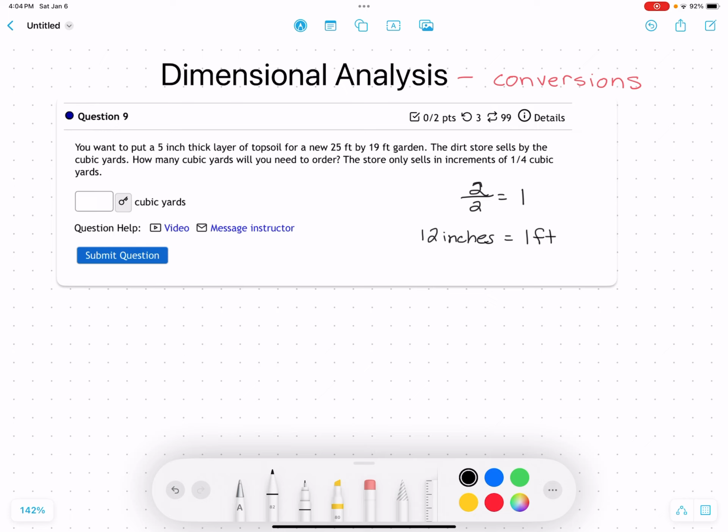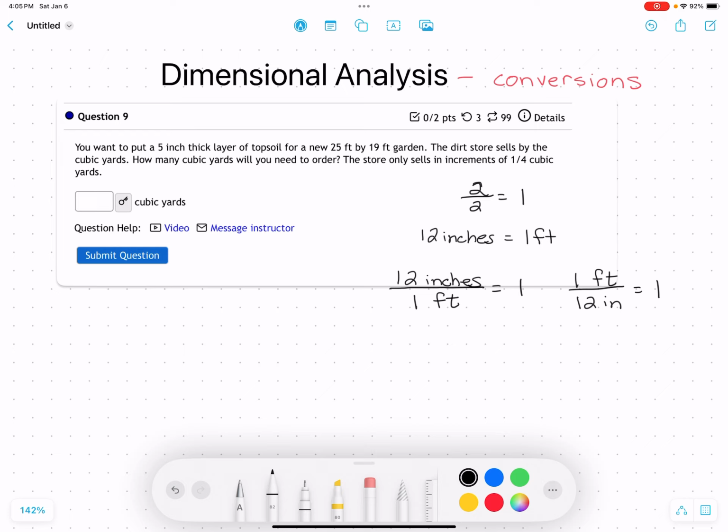If I wanted to create a number 1, as long as I have those particular dimensions or units, I could say that 12 inches divided by 1 foot is equal to 1. 1 foot divided by 12 inches is also equal to 1. We're not used to thinking about that, but in dimensional analysis or doing conversions, it's so helpful.